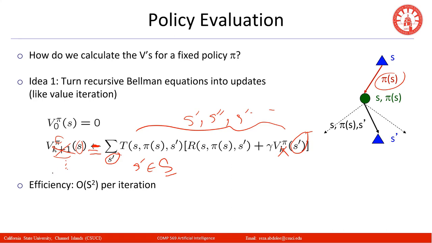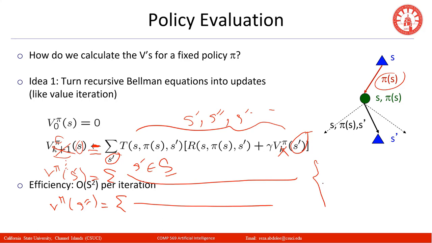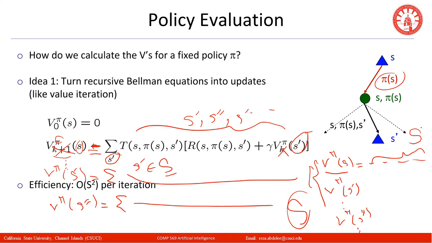For example, for the state S prime, V pi of S prime is going to be an expression like this, and then V pi of S double prime is going to be something like this. So basically we end up with a linear system of equations for each of your states, where the quantities V are on the right-hand side: V pi of S prime, and so on. So how many of them? We're going to have capital S of them. And how many unknowns are there? There are capital S unknowns. So this is a linear system of equations with S unknowns.